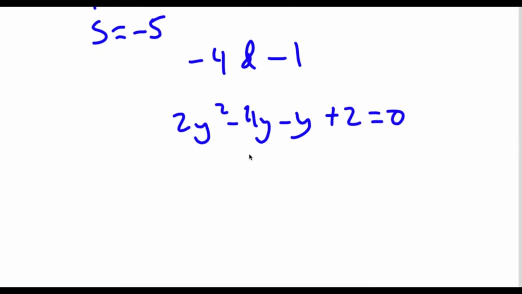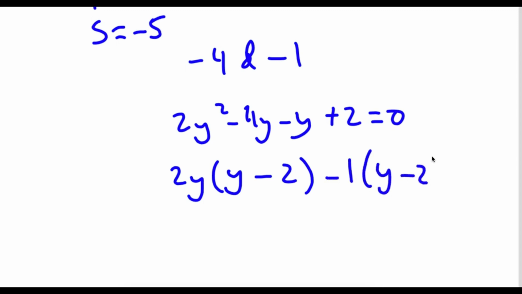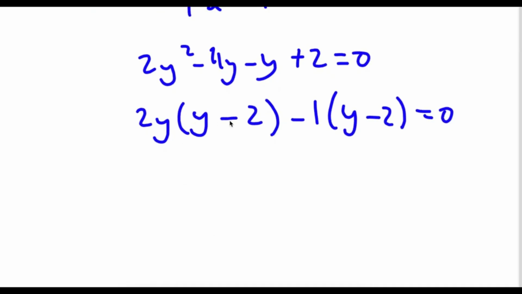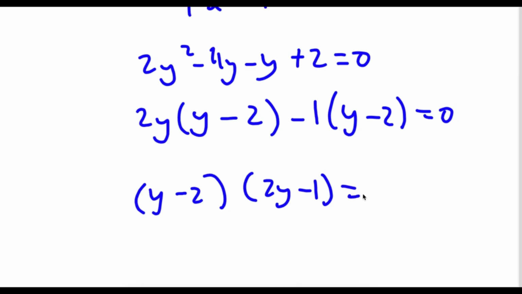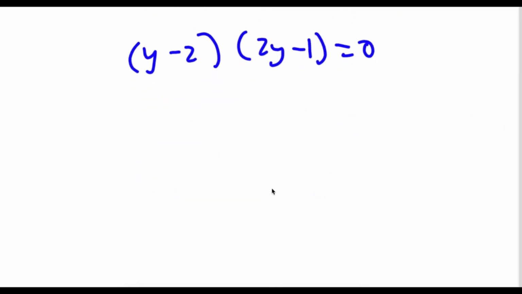Now I can factor by grouping. So what is the greatest common factor of 2y squared and negative 4y? That's going to be 2y. So if I factor out 2y, I get 2y times, 2y squared divided by 2y is y, minus negative 4y divided by 2y is 2. And now from negative y plus 2, I can simply factor out negative 1. So I have negative 1 times y minus 2. This is equal to 0. Now if I factor out y minus 2 from this, I get y minus 2 times 2y minus 1. It is equal to 0.